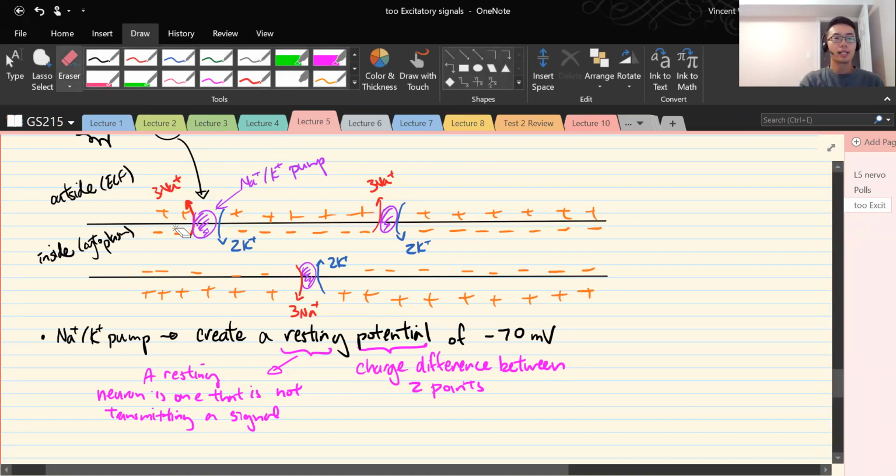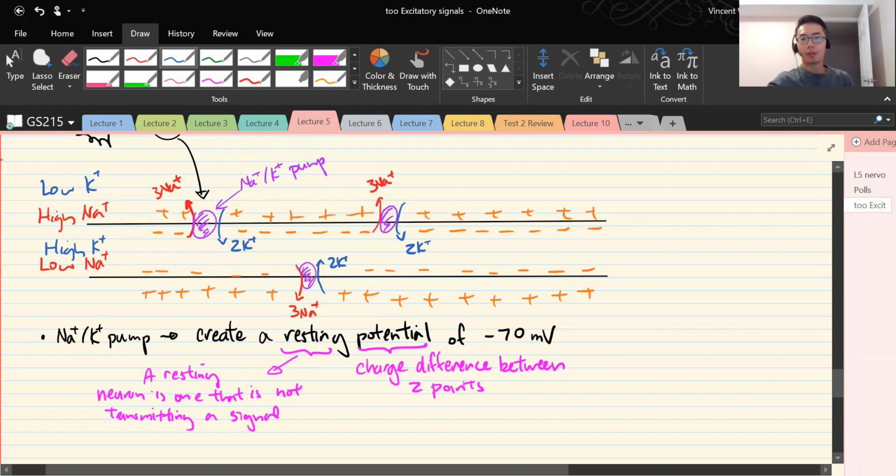Any question about what I've just talked about up to this point? Great. So let's put some identifiers here because the sodium potassium pump keeps on pumping sodium out. So on the outside, you would have high sodium. And on the inside, you would have low sodium. And it's opposite for the potassium. You would have high potassium concentration on the inside and low potassium concentration on the outside.